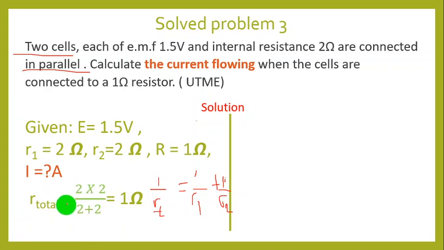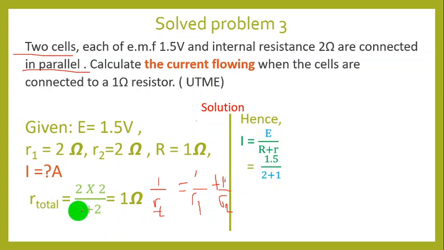So my R total in this case will give me 1 ohm. Then I can now get the value of my current using the relation I equals E over R plus small r. Simplifying this, we are going to have E, which is 1.5 as given in the question, divided by R, and R is what? 1. Then we have plus the internal resistance, and that's going to be what? Internal resistance is 1.